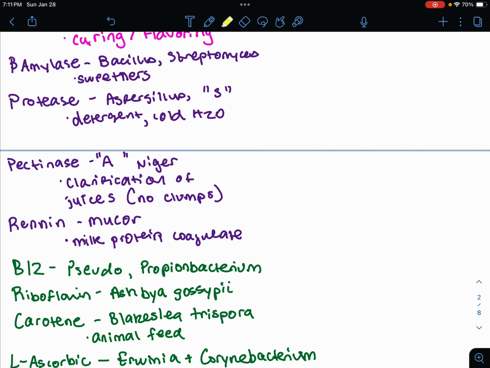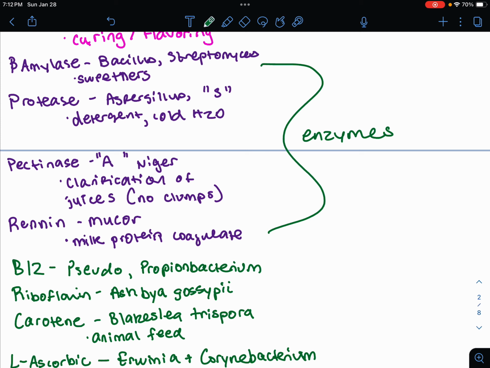Beta amylase, which is an enzyme. These are all going to be enzymes now. Gotta mark that. We have beta amylase, and this breaks down starch in a biochem pathway. But we're not talking about biochem right now. We're talking about applied micro.